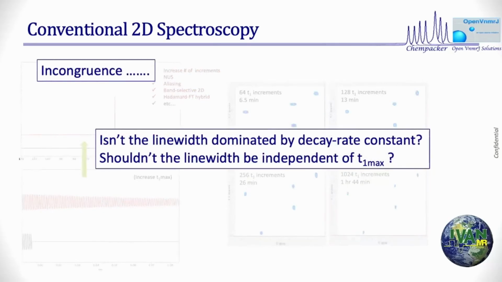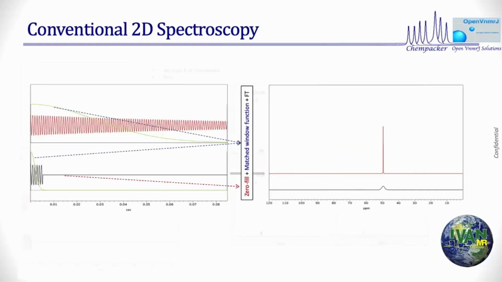Your peak shouldn't be narrower, because the decay rate constant is the one that should dictate line width. Just because you collected a longer number of points, the decay rate constant doesn't change. That's a natural Mother Nature phenomenon. It decays at the rate at which it wants to decay. You can't change that. You just collected longer points. Guess where we get that resolution? Apodization.